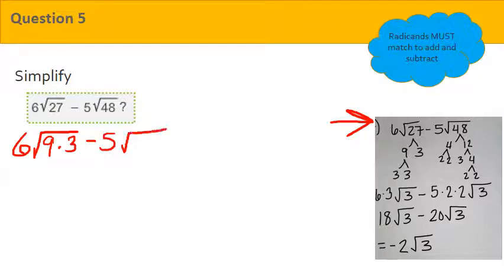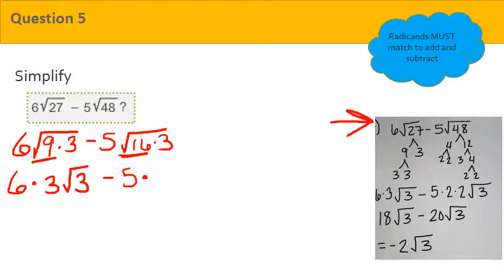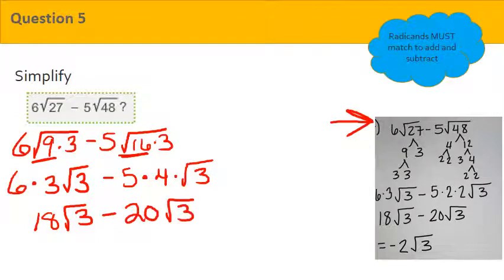Now, what perfect square goes into 48? Well, the perfect square that goes into 48 is 16. That is 16 times 3. So let's simplify these. So I have 6 times square root of 9. That's 3. Then you're left with that 3 on the inside. Minus 5 times square root of 16. That is 4. Times that 3 stays on the inside of the square root. So simplify again. 6 times 3 gives you 18 on the square root of 3. Minus 5 times 4, that's 20 on the square root of 3.